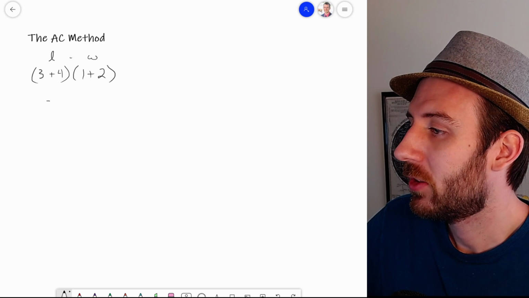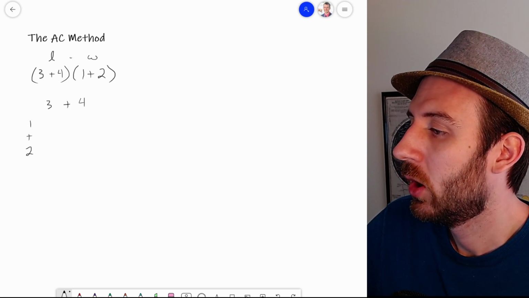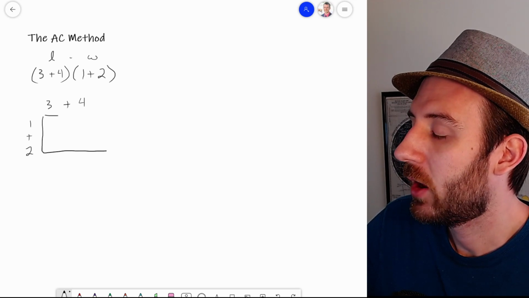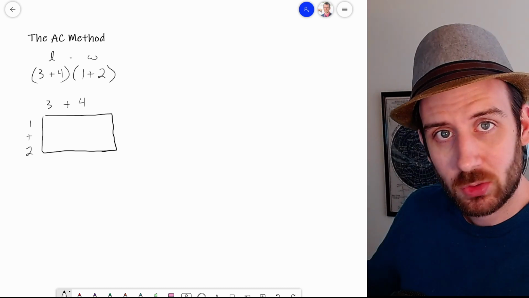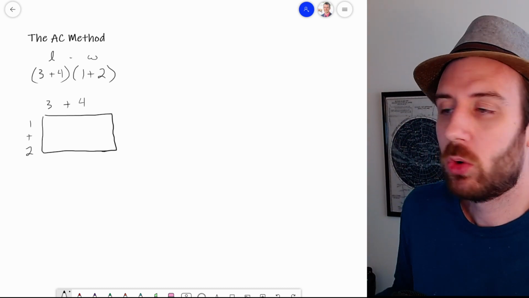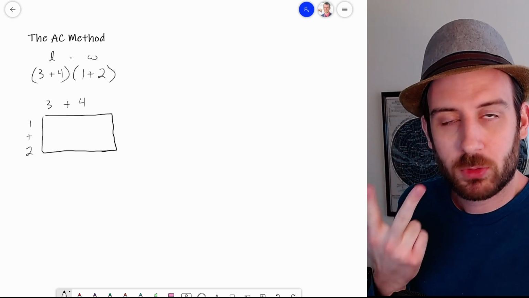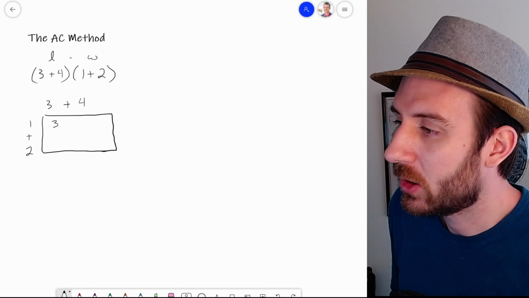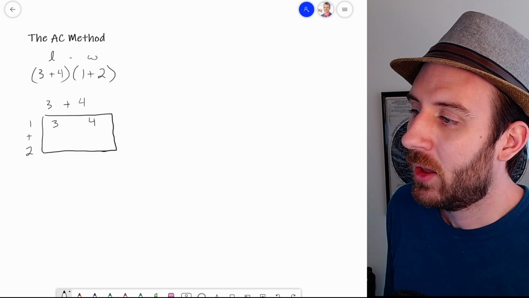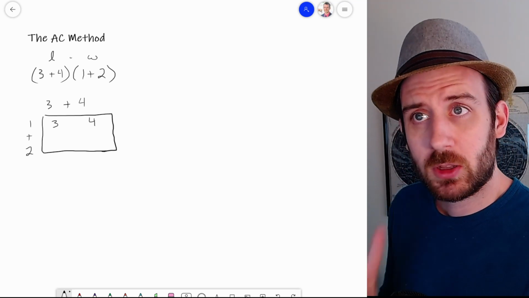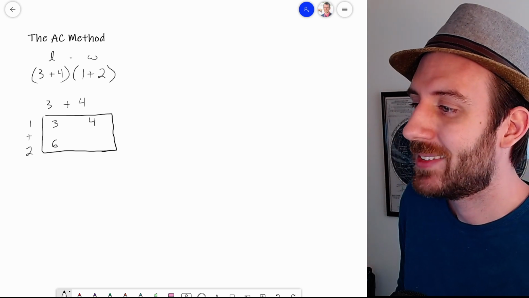So for example, let's look at this one here. 3 plus 4 times 1 plus 2. Well, if I wanted to multiply all of this out, that means I have 3 and 4 groups of 1 and 2. But let's break that down a little bit more. 3 groups of 1 would be 1 group of 1, 2 groups of 1, 3 groups of 1. That would be 3 total, so this is going to be 3. If I have 1 group of 4, or 4 groups of 1, that's just going to be 4. And if I have 3 groups of 2, that would be 2, 4, and 6. Okay, that would be 6 here. And then 4 groups of 2 gets us 8.